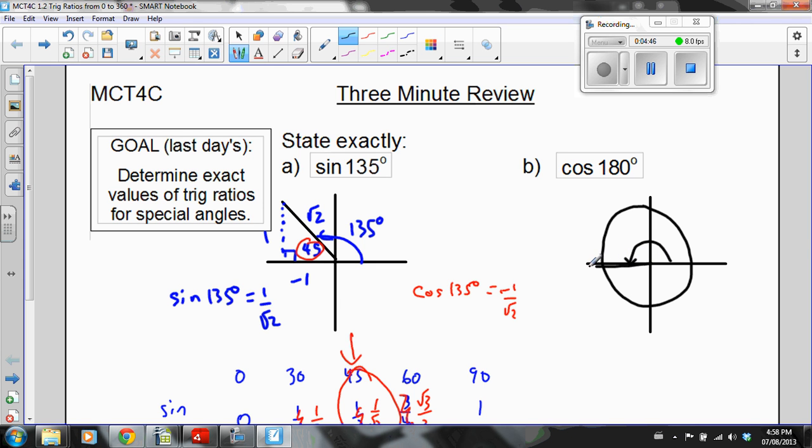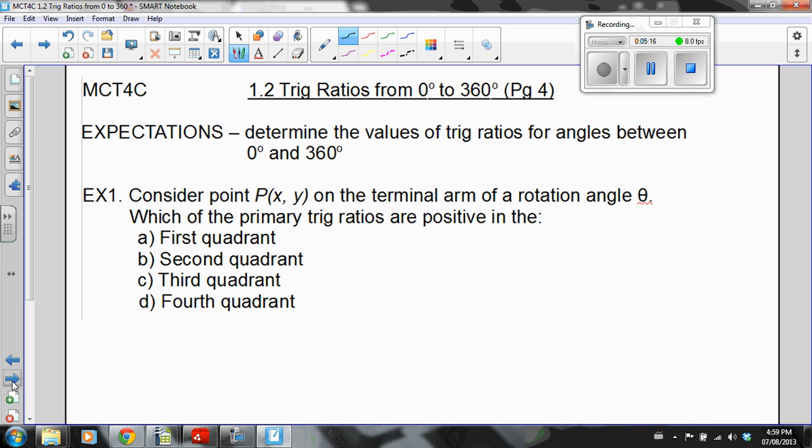And if this is the unit circle, right, this is 1, then this point, remember the xy coordinates are the cosine and the sine. This point right here is left 1, and the y coordinate is 0. So then that is the cosine of 180 degrees. Cos 180 equals -1. All right, that's the 3-minute review. On with the lesson. A bit of a long lesson today, so let's get right at it.